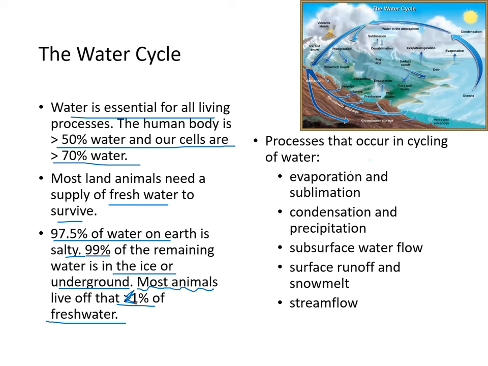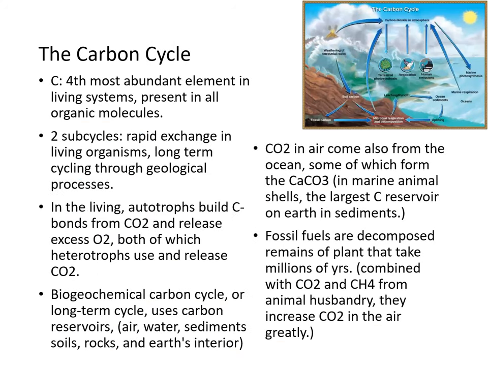The processes that occur in the cycling of water are evaporation and sublimation. Sublimation occurs at the mountaintops or over icebergs, where ice turns to gas. Then condensation and precipitation. Clouds are the condensed water. Precipitation is the rain. Then subsurface water flow, that's the underground water, and surface runoff, that's the rivers, lakes, runoffs, and snow melt, and then streams flow back to the ocean ultimately. That's the cycle.